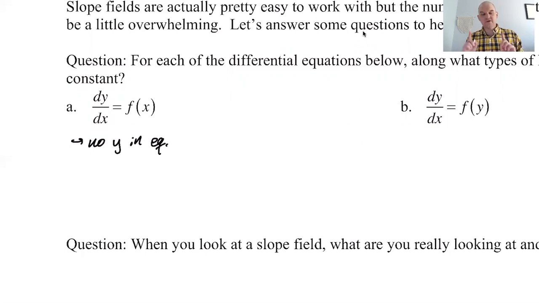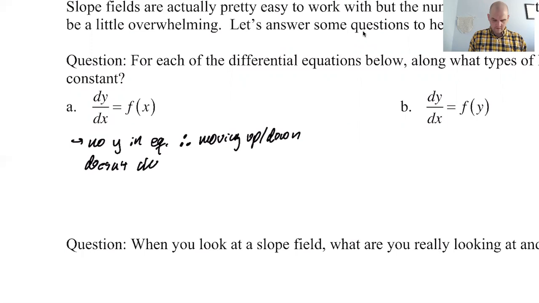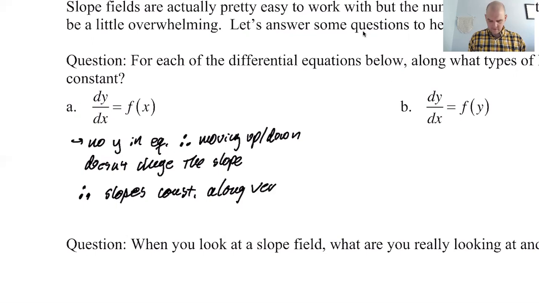That's my first thought. So if there's no y in the equation, then moving up and down doesn't change the slope. So I have to go through this every time. Moving up and down doesn't change the slope, which means slopes are constant along vertical lines. That's what that means. Therefore, slopes are constant along vertical lines. All right, so that's the process I go through.